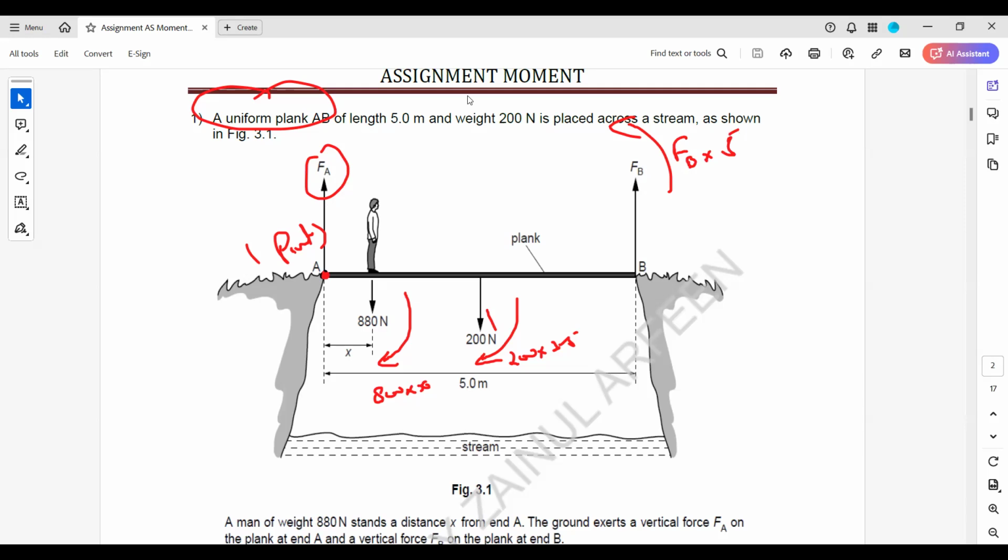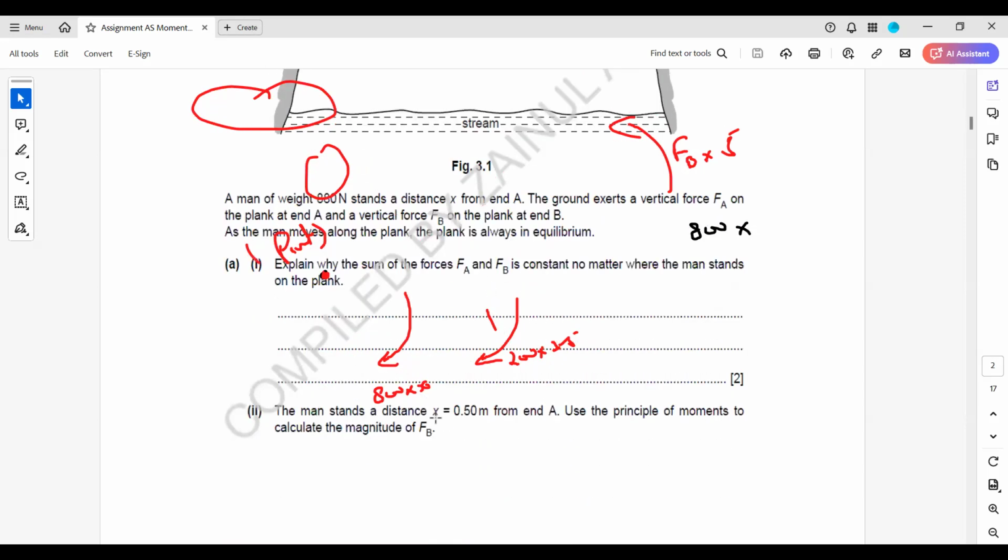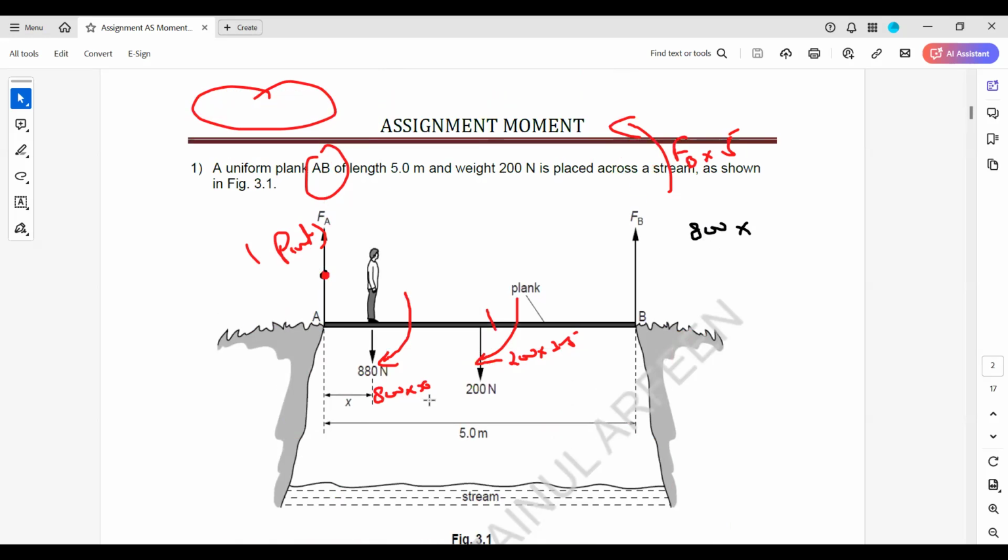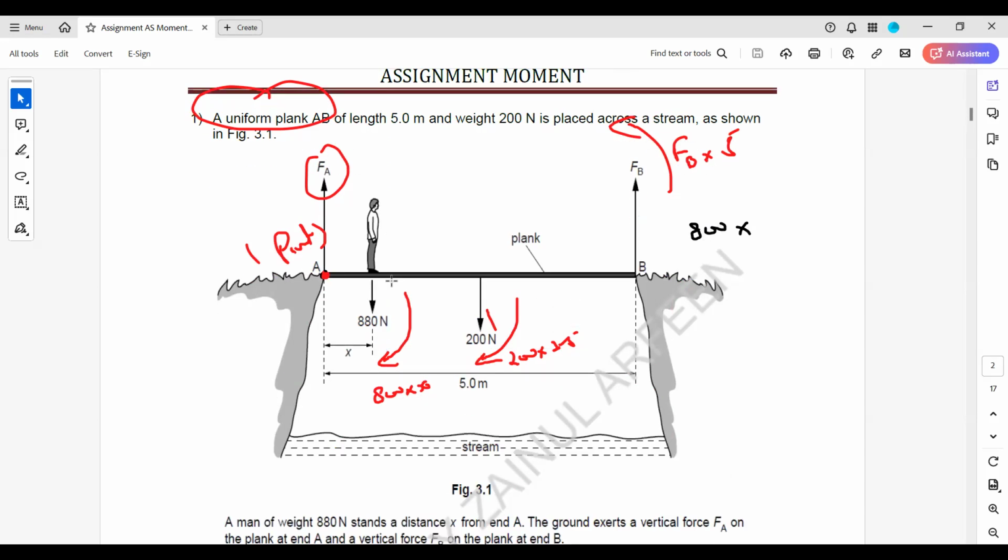So we will consider A as a pivot. The clockwise and anti-clockwise turning effects are the same. 800 into X, and the value of X is given in the question. It is 0.5. I can substitute 0.5 there. So 800 into 0.5 plus 200 into 2.5 equals FB into 5. Multiplied on one side, the other side will be divided. That will give us the value for FB, which is 188 newtons.